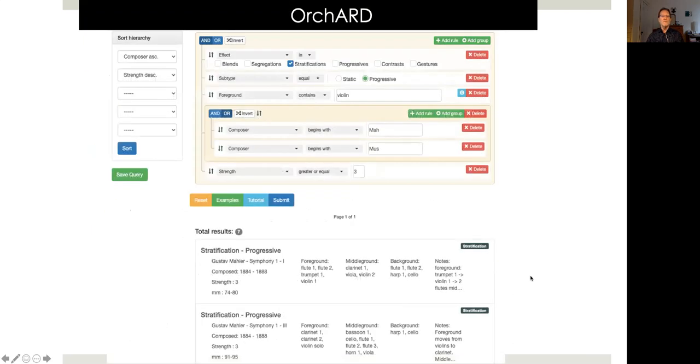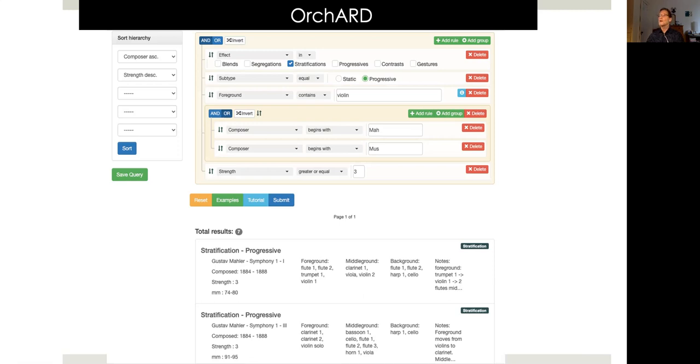So here's an example of the query builder and its current instantiation, which is being updated and expanded right now. A user can browse the analyses and conduct a simple search with keywords or create complex queries, as is the case here. The query builder lets you specify the parameters in a hierarchical format. It looks complex, but if you understand Boolean operators, it's actually very powerful.